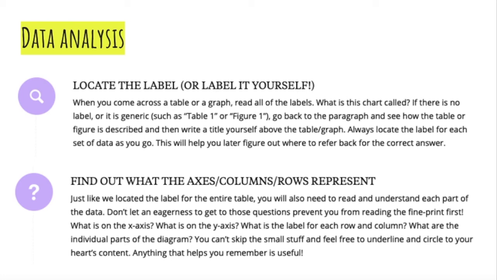Then find out what the axis, columns, rows, etc. represent. What is on the x-axis? What is on the y-axis? How can this help you identify what the independent variable is and what the dependent variable is? What is the label for each row and column in a table? What are the individual parts of the diagram? Feel free to underline and circle any important information or write out notes on the side of your visual. Anything that helps you interpret the data is useful.